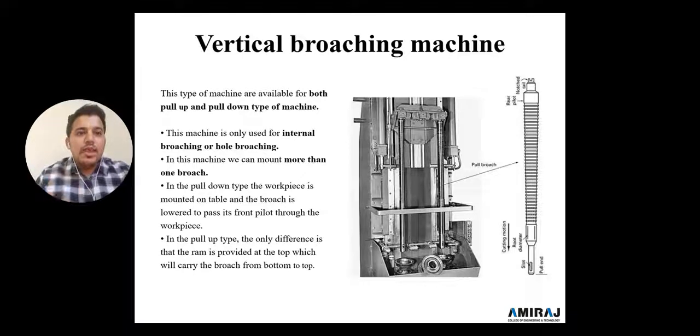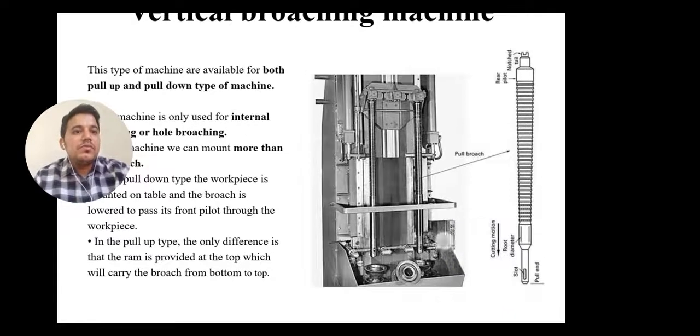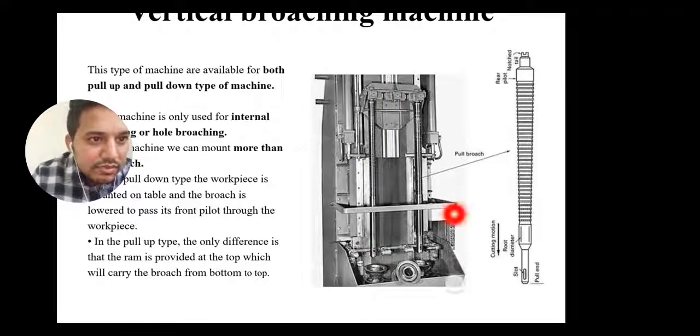In this machine we can mount more than one broach, as we learned in gang milling and all these things, we can provide a number of broach tools within one machine. In this pull down type, the workpiece is mounted on the table and the broach is lowered to pass through its pilot hole. You can observe this is our broach tool, and we can put our workpiece at the downside. This tool will move in this stroke direction. So there are two broaches and two workpieces.